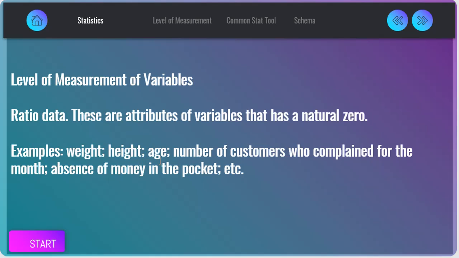Since, for example, in age, 8 is twice as old as a 4-year-old. So those types of data are called ratio data.